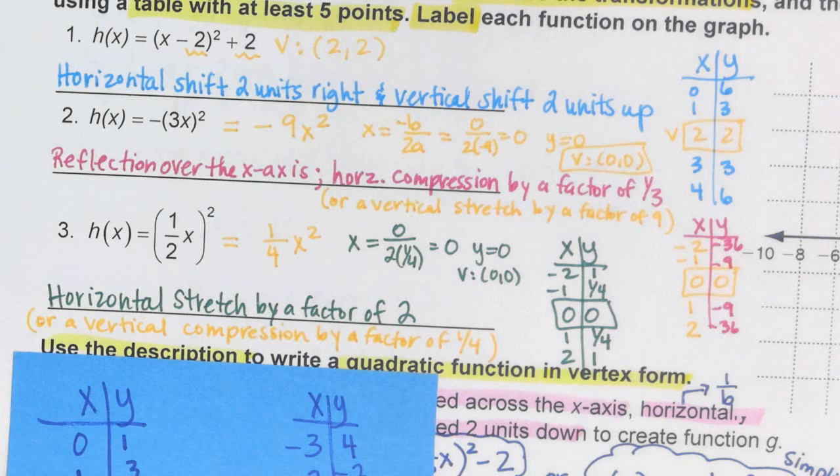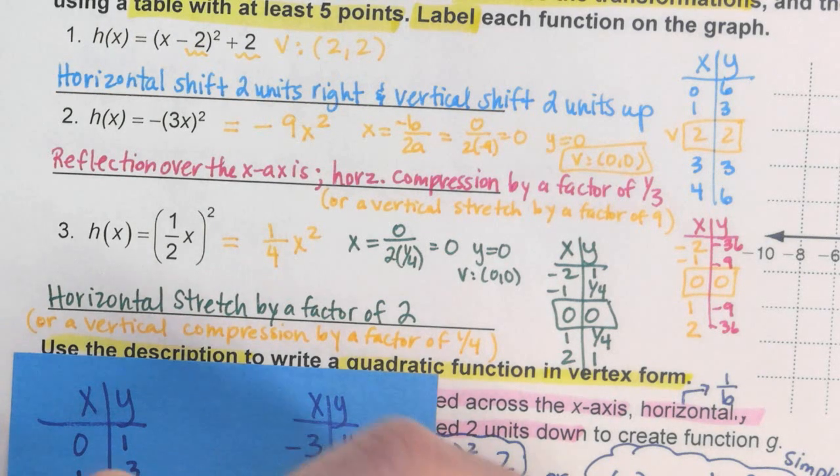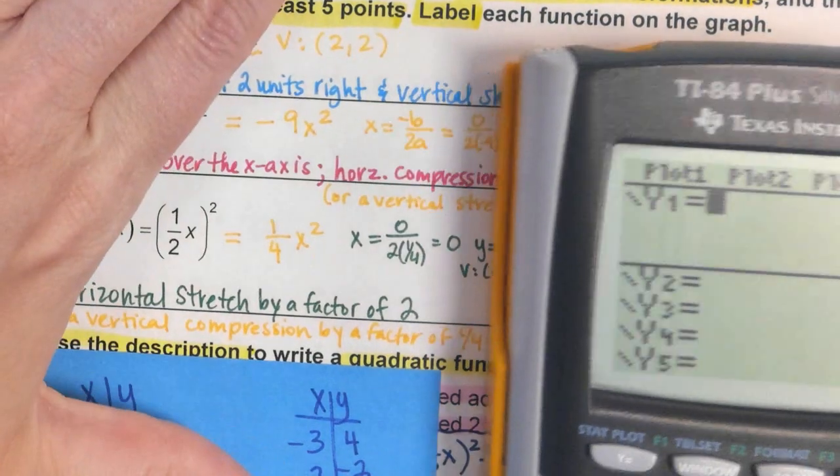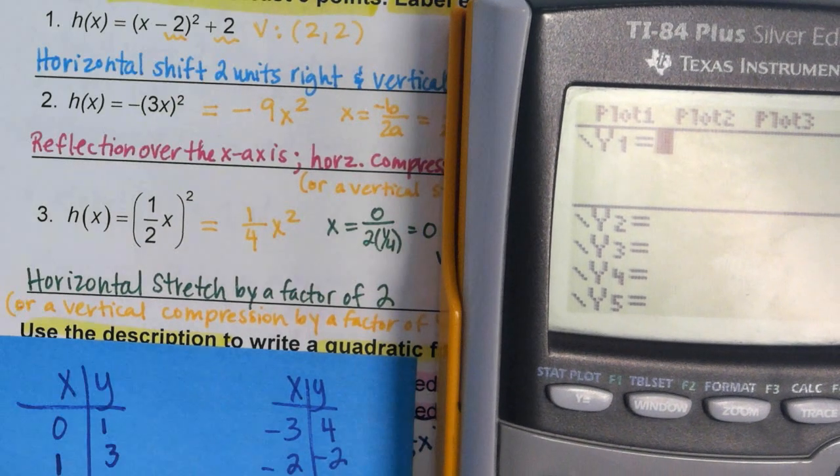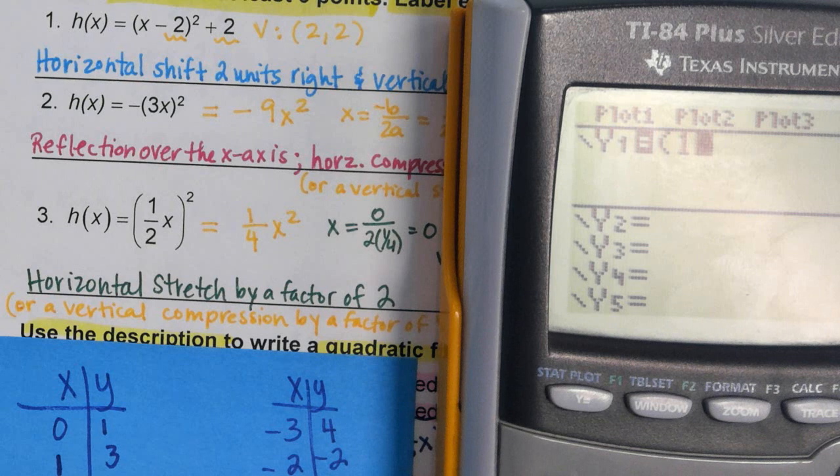Okay, so for number 3, you can decide how you want to put it in your graphing calculator. You can put it in like the first one. You don't have to use the simplified version. Okay, so I can show you how to do that as well. So we're going to go to y equals, and then in parentheses, I'm going to do 1 divided by 2 squared.